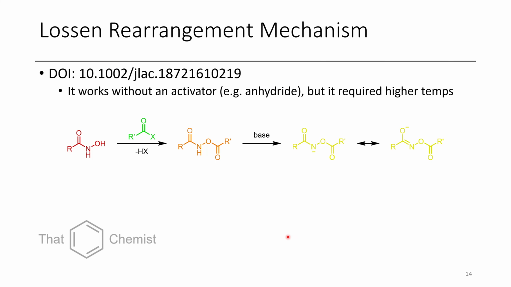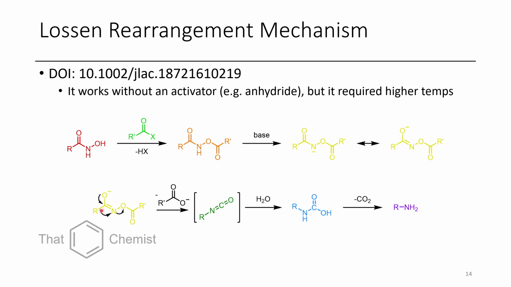So the last and final reaction is the Lossen rearrangement. And so the way that this works is you have an N-hydroxyamide. These can eliminate on their own. However, it can help the reaction if you use an activator, such as acetic anhydride. So once this forms an N-acylated species, it's easier to deprotonate this, and again, we get this resonance structure where we have an enolate-like system.